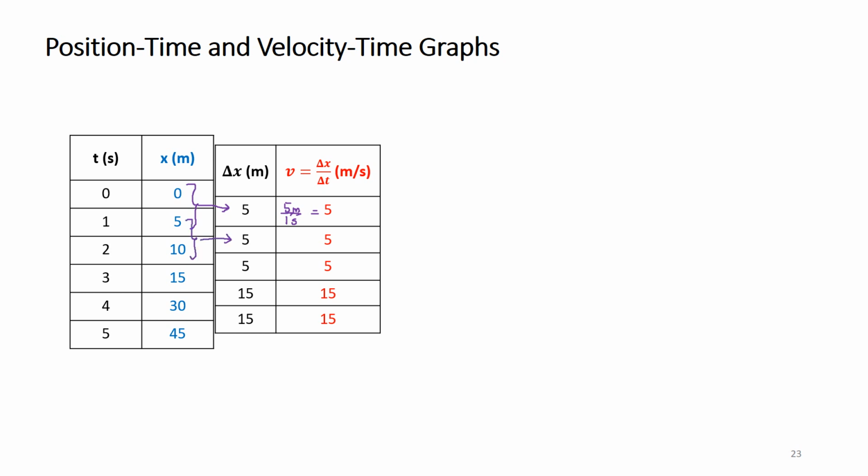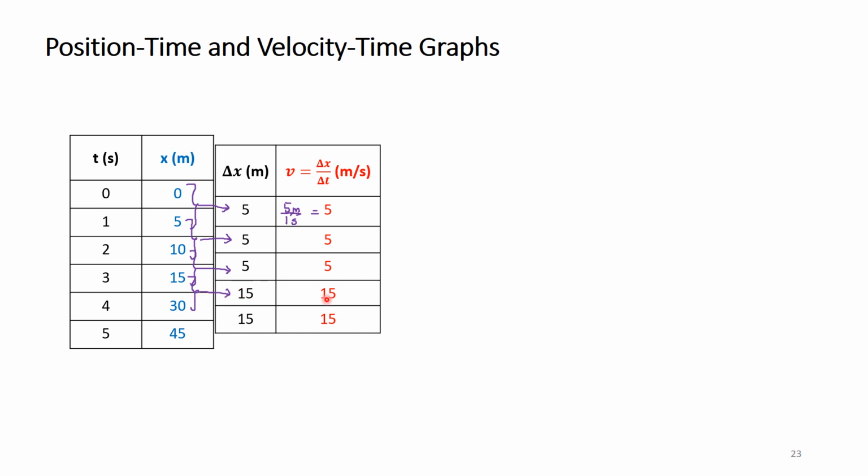Then the next one, let's take the next 2 points, 5 and 10, and do the same thing. We get a displacement of 5 and the velocity of 5 as well. Then you do the second, at time 2 and time 3. Same process, you get the same displacement and velocity.